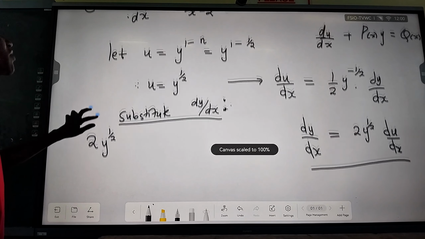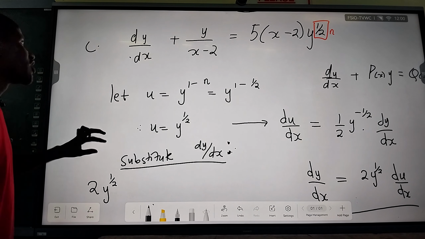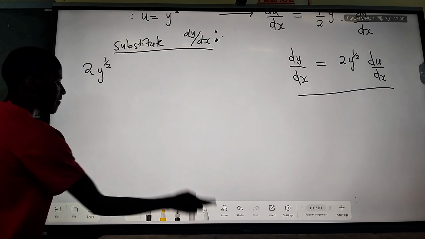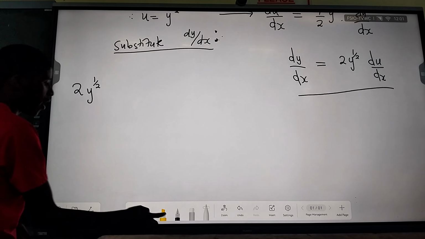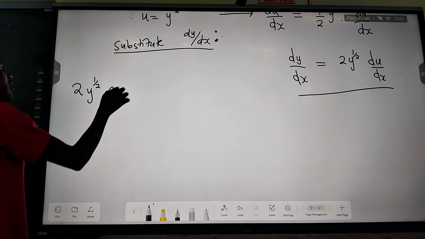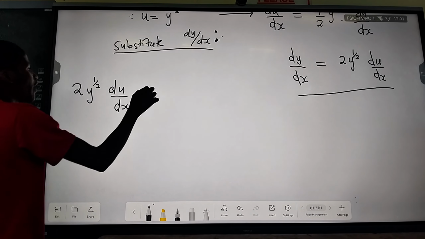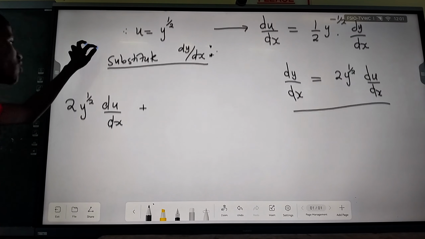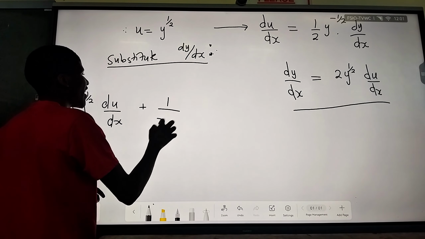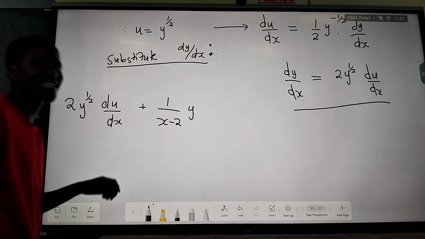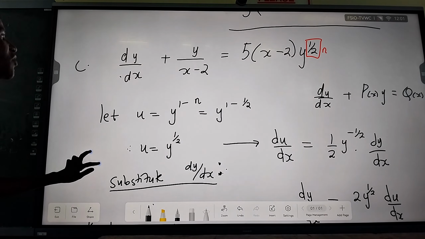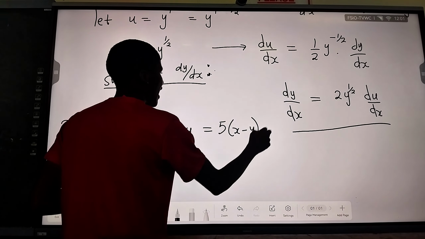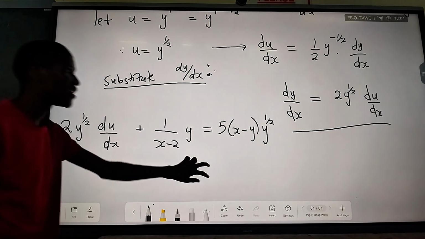So now we substitute dy/dx into the differential equation. So for dy/dx, put this solution 2y to the power of half du/dx. Plus y over x minus 2, so it's more like 1 over x minus 2 times y, which is equal to 5 times x minus 2 times y to the power of 1 over 2.